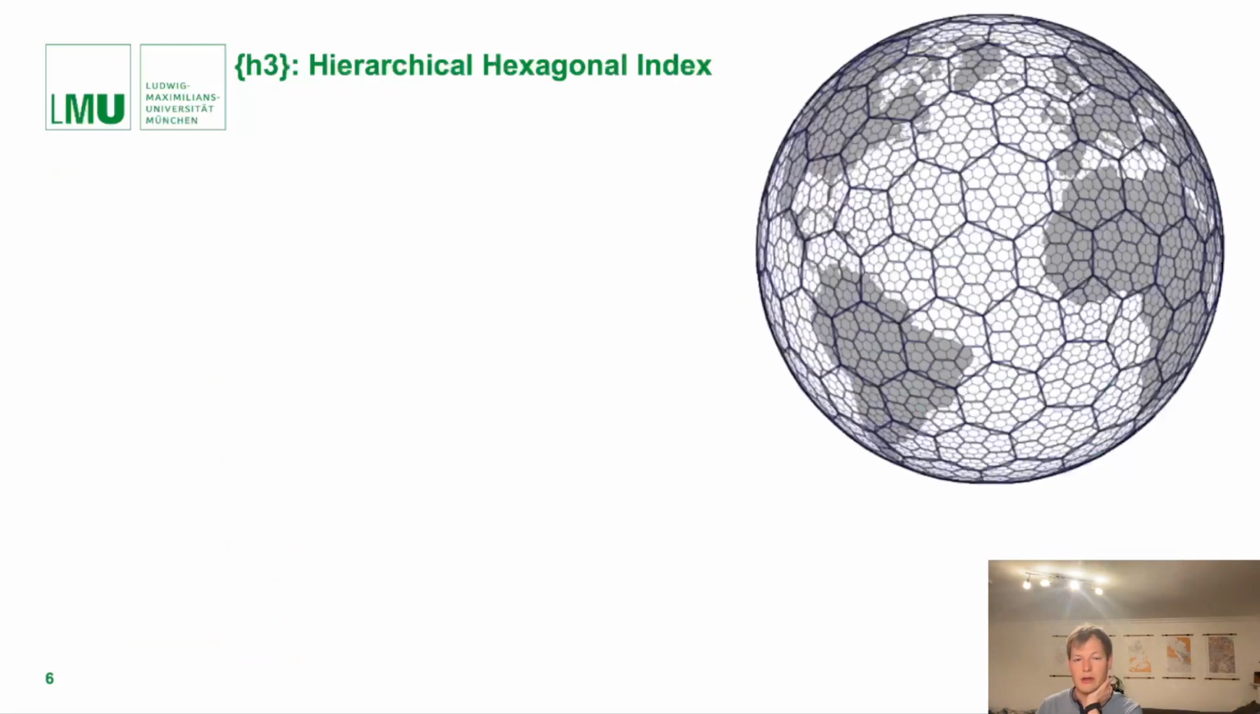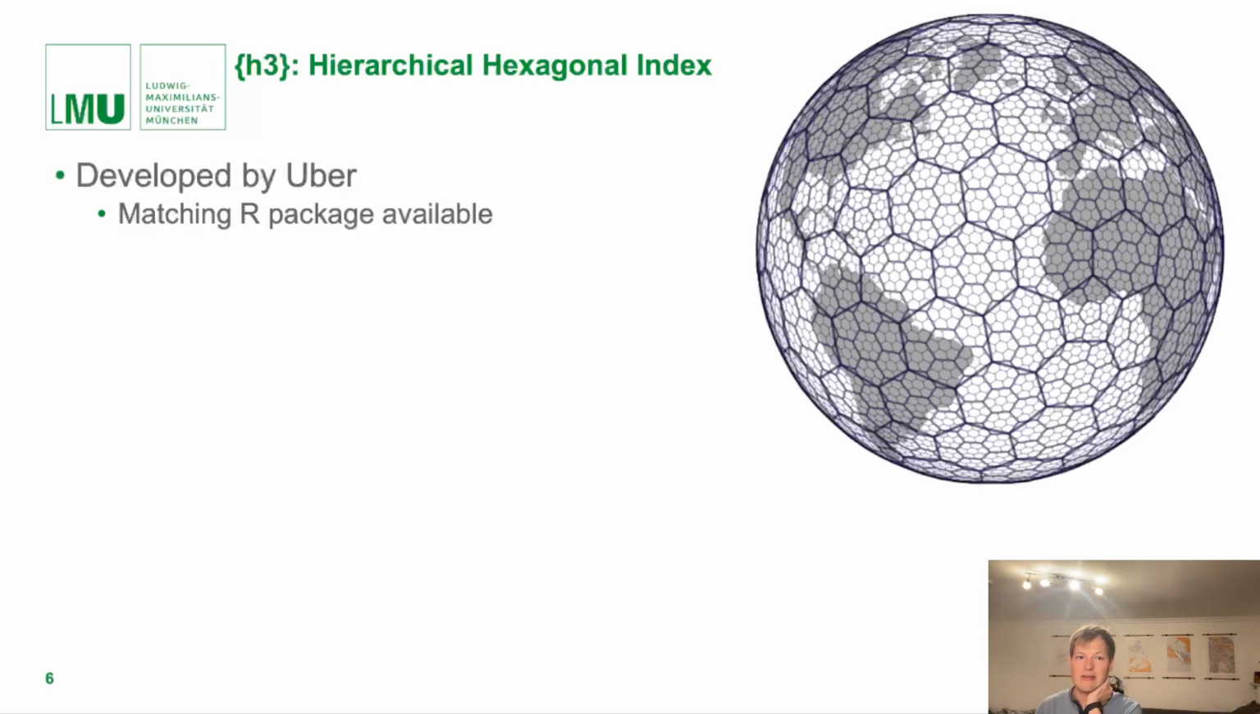Next up, we have the H3 package, which stands for Hierarchical Hexagonal Index, which kind of cuts the world into tiny slices. This was developed by Uber, and a matching R package has been developed already, so it's easy to use for you. What this does is that it takes the whole world and cuts it into many teeny tiny hexagons.